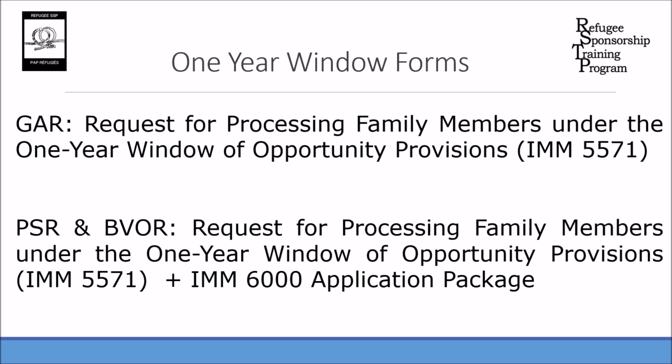And if you would like more information on how you ensure an applicant is able to bring their non-accompanying dependents, be it a spouse or common law partner or children under the age of 19 to Canada under the one-year window, please review Chapter 4 of this webinar series.